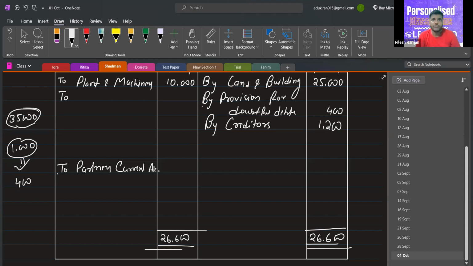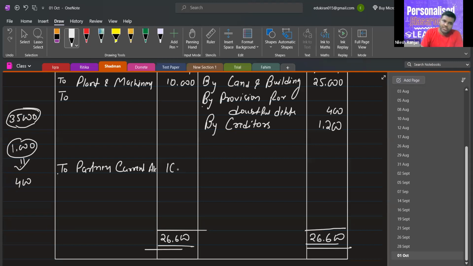Do you remember the method which we use to prepare capital account? No, sir. Actually, there are two methods for preparation of capital account. One is fixed capital method and second is fluctuating capital method. In fluctuating capital method, we only prepare capital account, not current. But in fixed capital method, we prepare capital account and current account, both. So if they both are same, then why are we preparing it separately?